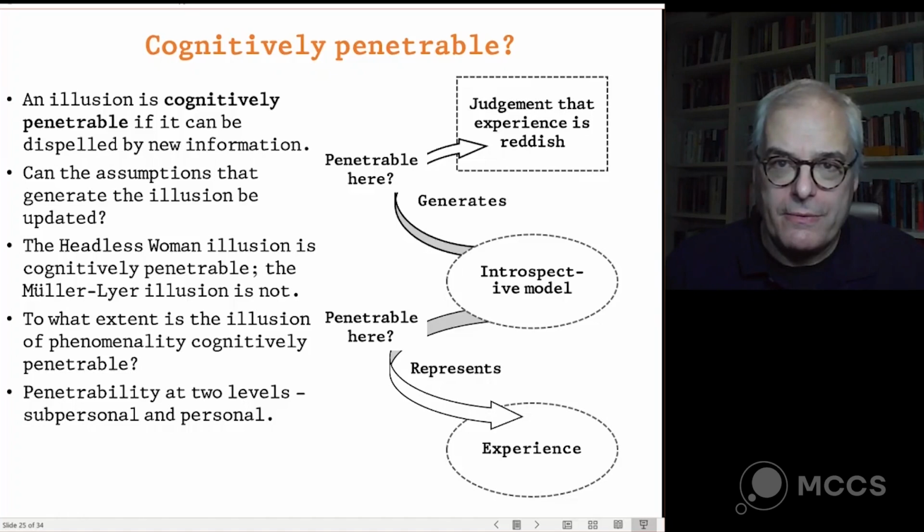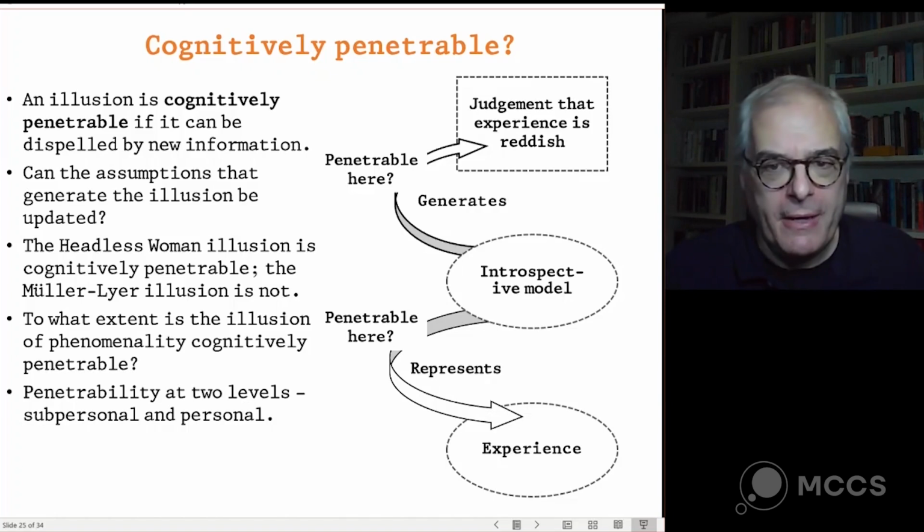And the question here, of course, is related to the earlier question about the nature of the misrepresentation involved, whether it's negative or positive. If the introspective model only negatively misrepresents experience, then it should be easier to withhold the inference to the judgment that our experiences have phenomenal properties. After all, we don't have to actually override anything that introspection is telling us. We just have to interpret the limited information that it's given us in the light of wider information that we have. So if the introspective model only negatively misrepresents experience, then the illusion should be penetrable at the higher level, or at least it seems likely that it should be.